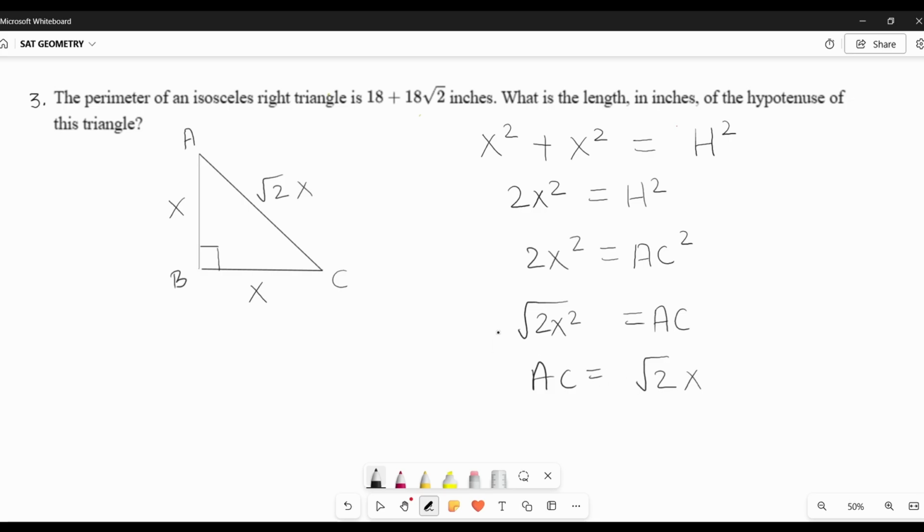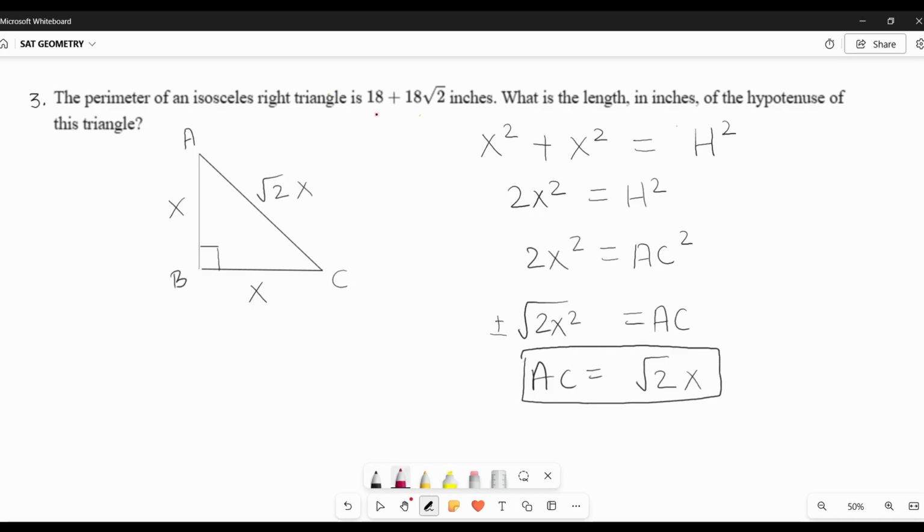Although it should be a plus minus, I'm not writing that because we will only consider the positive sign here, as the side length can never be negative. That's why we are only taking the positive value of AC here. So that's why I have written AC is equal to root 2x.